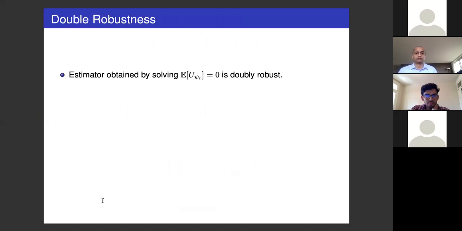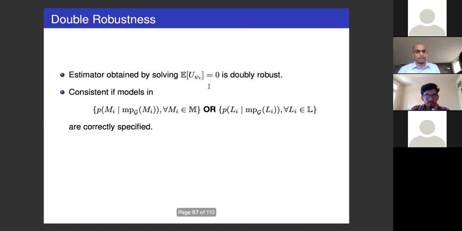Okay, so the estimator that you obtain by solving this estimating equation is doubly robust. But it's not doubly robust in the typical sense that we think of it. It's consistent if you specify one of two sets of models correctly. So our estimator is consistent if either all models involving vertices in M, so the conditionals of M_i given its Markov pillow, are correctly specified, or all of the models for vertices in L, so L_i given the Markov pillow of L_i, are correctly specified.